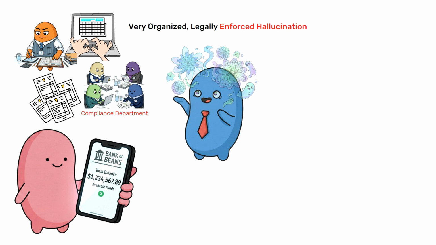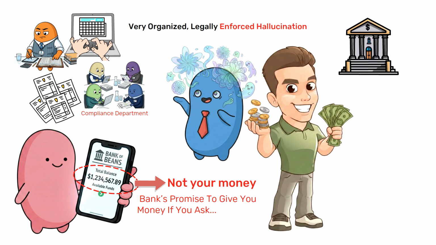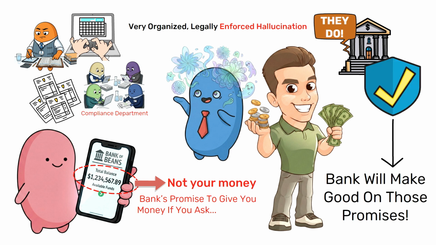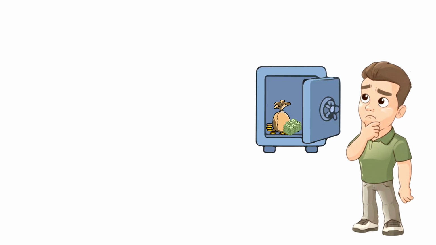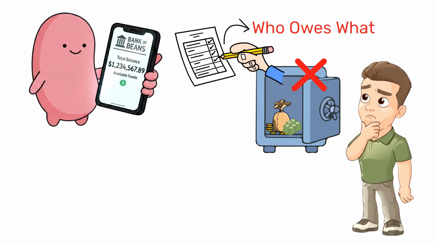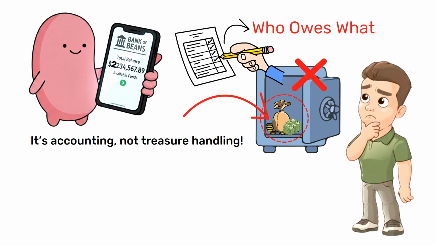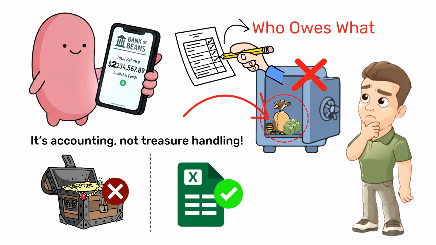When you check your bank balance, you're not looking at your money, you're looking at the bank's promise to give you money if you ask for it. Your dollars exist only because the bank says they do, and because the system trusts that the bank will make good on those promises. Here's the weird part. The system doesn't require the bank to have your money physically sitting in a vault. It just requires them to keep track of who owes what. That's why your balance can update instantly, even when no physical object moves. It's accounting, not treasure handling. Think less pirate chest and more Google Sheet with consequences.